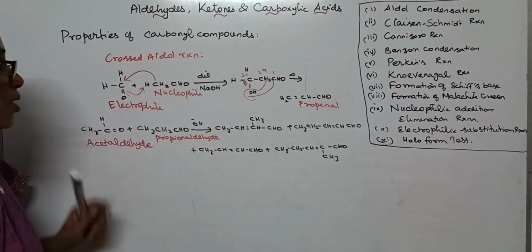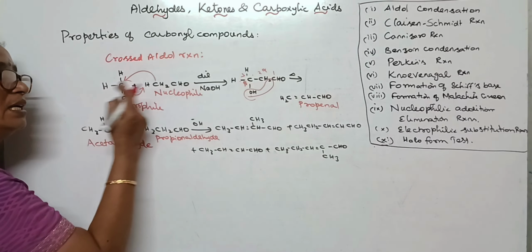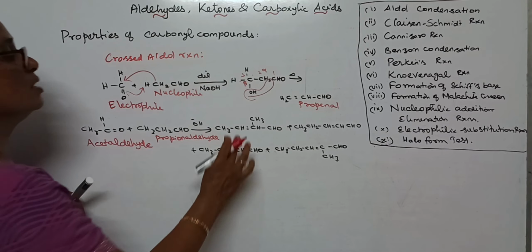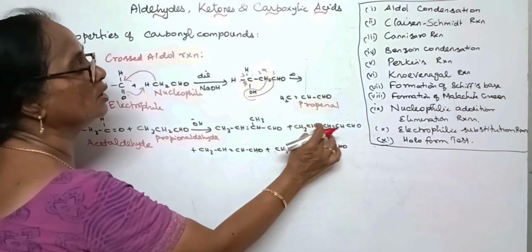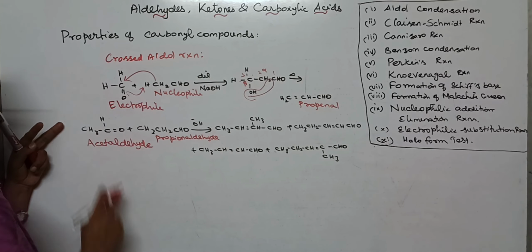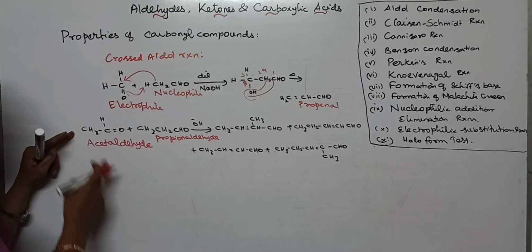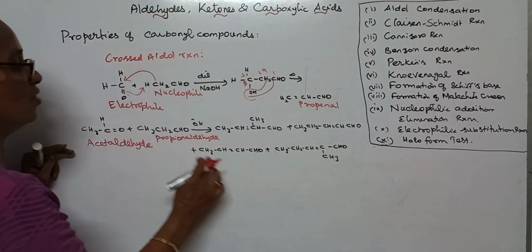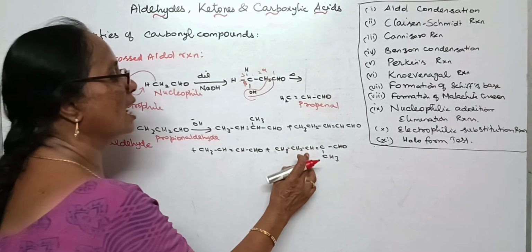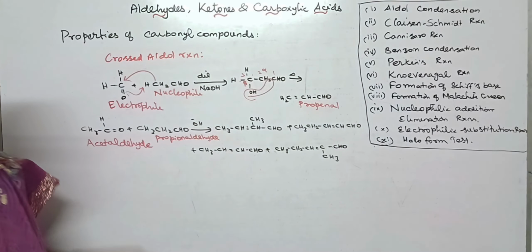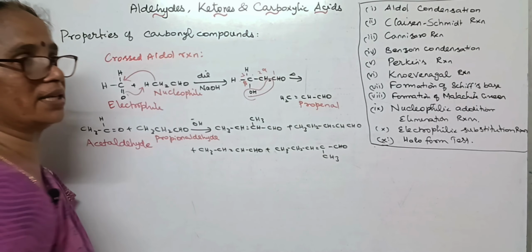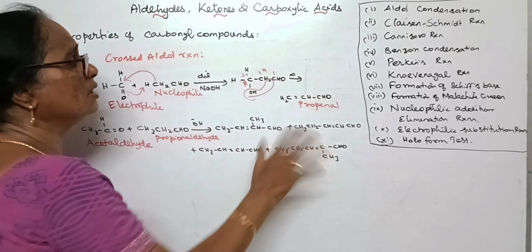So anyhow, if these two undergo a cross reaction, I will get totally 5 carbons in my product. 1, 2, 3, 4, 5. Or if they undergo self-aldol reaction, acetaldehyde with its own, I will find 4 carbon atoms. Or propanaldehyde undergoes self-aldol, I will find 6 carbon atoms. So first of all, we should know how many carbons there will be in my product and how I wrote all these products.